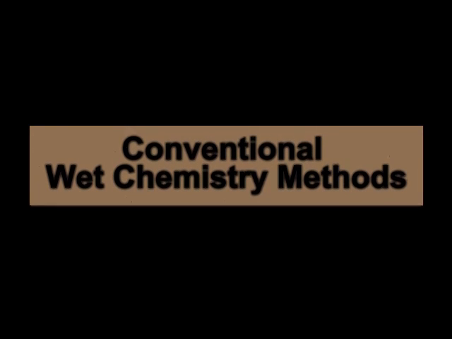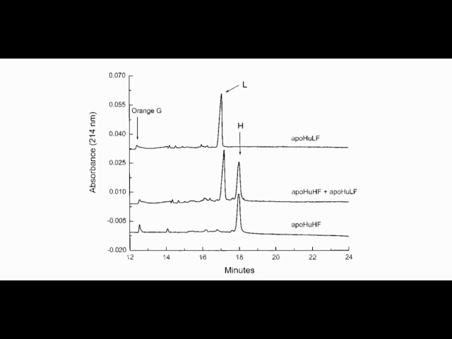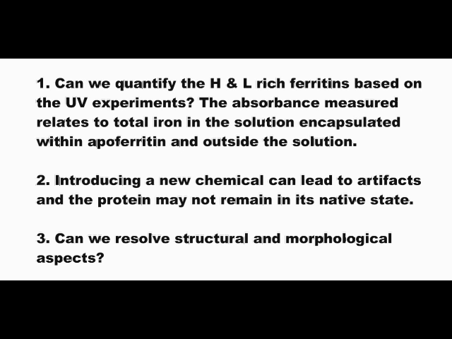Earlier they used conventional chemistry methods to understand ferritin, such as UV visible spectroscopy, gel electrophoresis, and other techniques to understand the biomineralization process. This is the UV spectrum that shows the different ferritins and the absorption. And this is the gel electrophoresis method that is again showing different kinds. But there are some limitations with these techniques. For example, we cannot quantify the H and L ferritins with UV methods because it's just based on the absorbance, and we can't resolve the structural and morphological aspects either. So we needed better techniques.